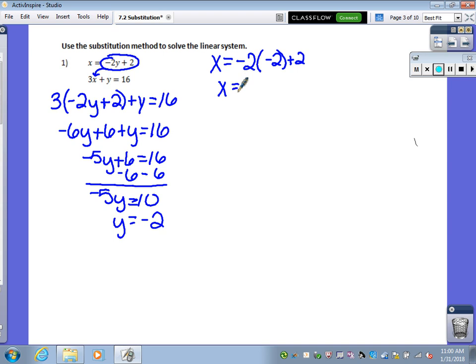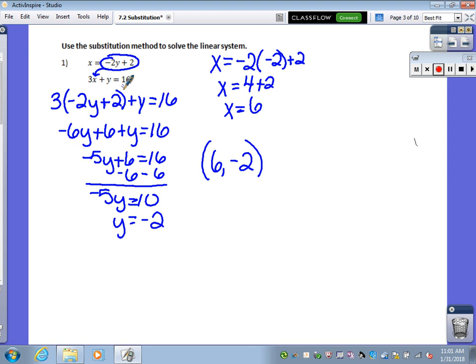Technically, you could plug it into either equation, but if x is already isolated, it's going to be less work. And your answer is an ordered pair. The check step is easy. Plug 6 in for x, -2 in for y. So -2 times -2 is +4, plus 2 is 6, which works. Here we have 3 times 6 is 18, plus -2 is 16. So since it worked in both equations, we know we got it right.